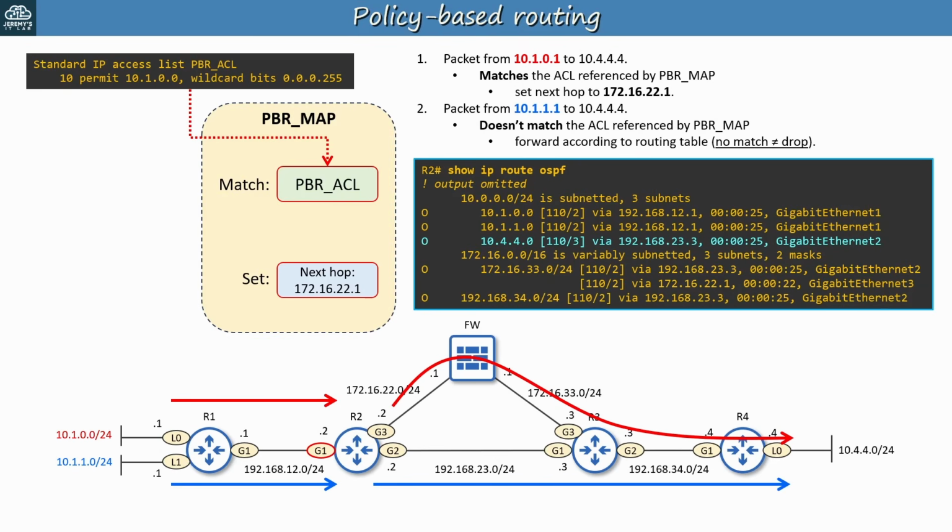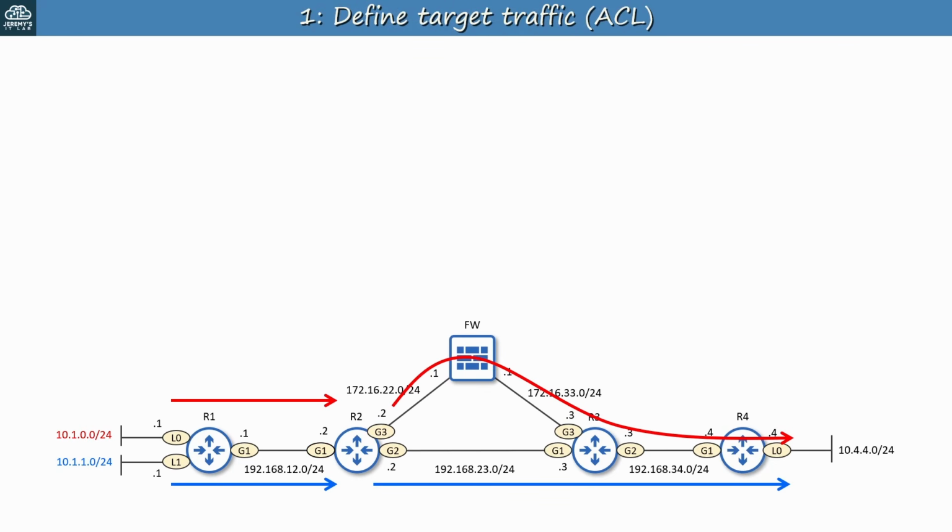Okay, now that we've seen the big picture, let's walk through the 3 PBR configuration steps. Define the target traffic with an ACL, build the route map, and apply it to an interface. Let's start with step 1, defining target traffic with an ACL. The ACL is used to identify traffic for PBR, not to define which packets should be forwarded or dropped. In the CCNA, you saw how to configure an ACL and apply it directly to an interface to permit or drop certain traffic. That's not how we're using the ACL here.